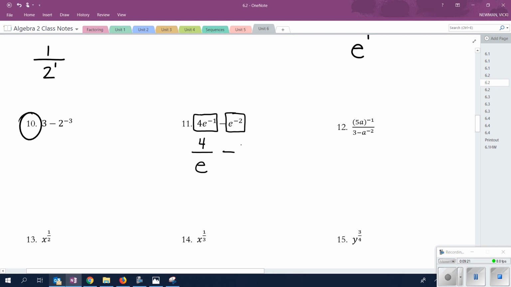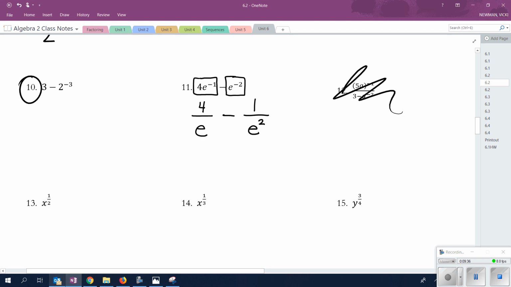Minus e to the negative 2. How should you write that? E squared on the bottom. What lives on the top then? A 1. Nobody likes 12.